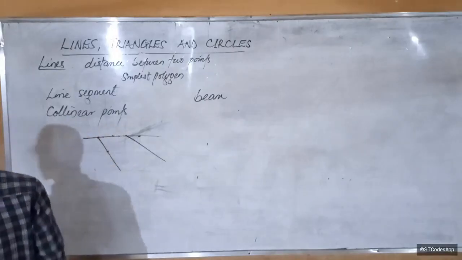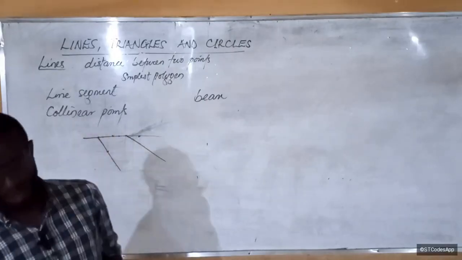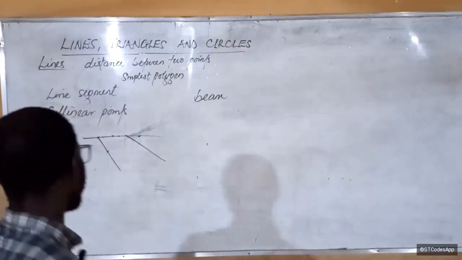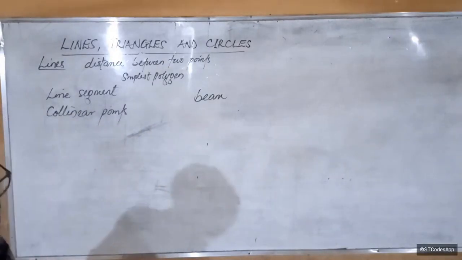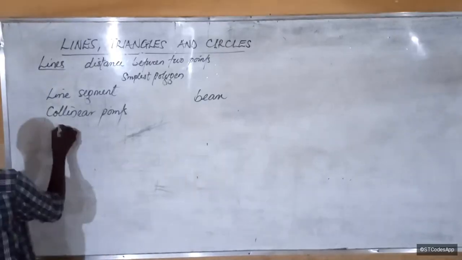The next thing to talk about is the condition for parallelism and perpendicularity. So we have what?